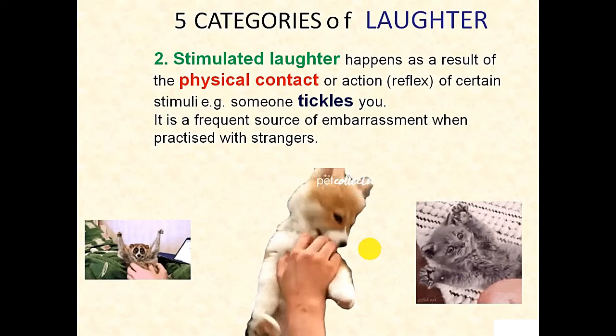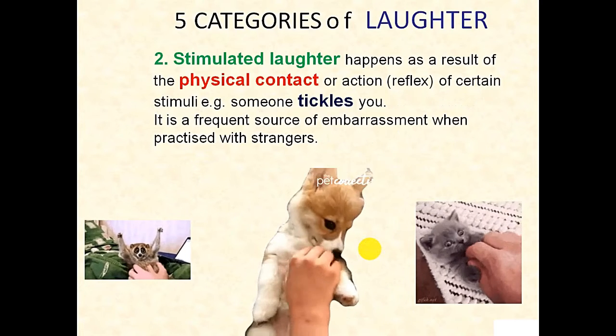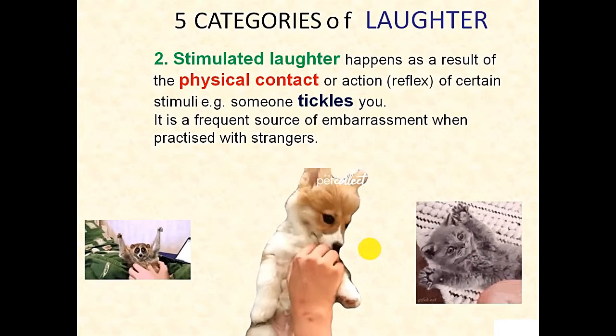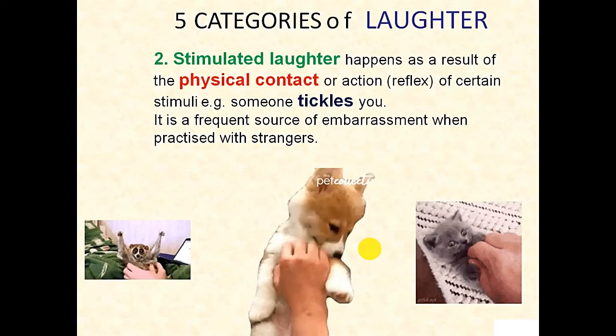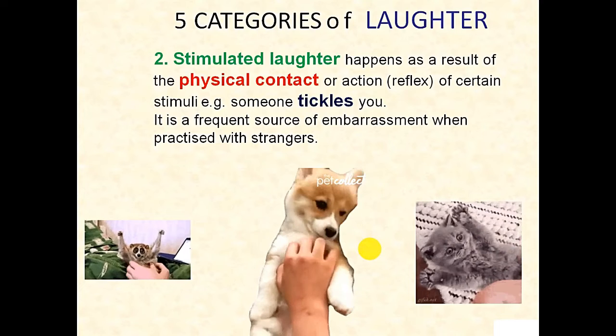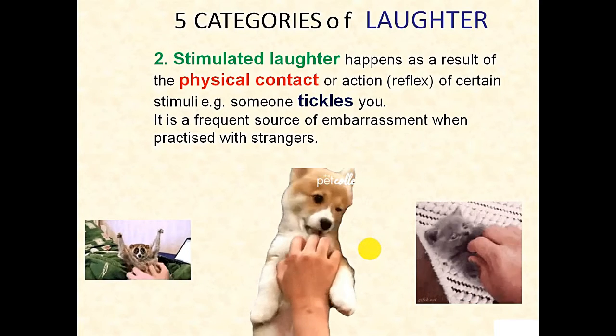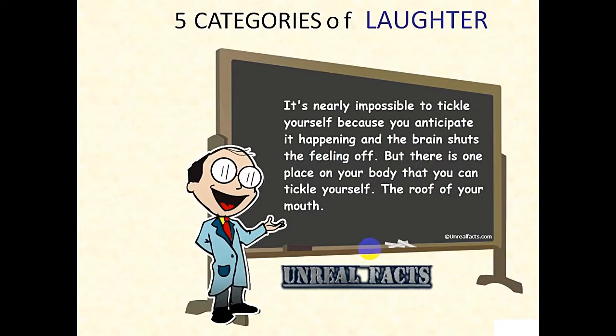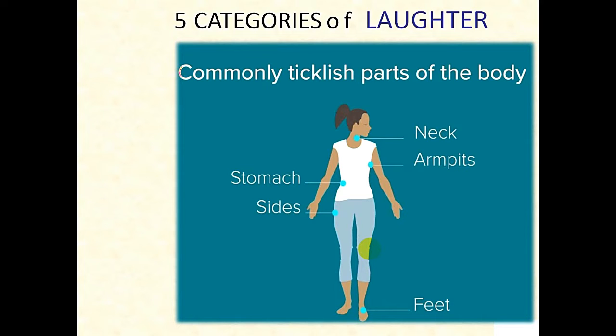Stimulated laughter happens as a result of physical contact or action reflex of certain stimuli. Sometimes it tickles you. It is frequently a source of embarrassment when practiced with strangers. It is nearly impossible to tickle yourself because you anticipate it happening and the brain shuts the feeling off, but there is one place on your body that you can tickle yourself, the roof of your mouth. Commonly ticklish parts of the body are the neck, armpits, stomach, sides and feet.